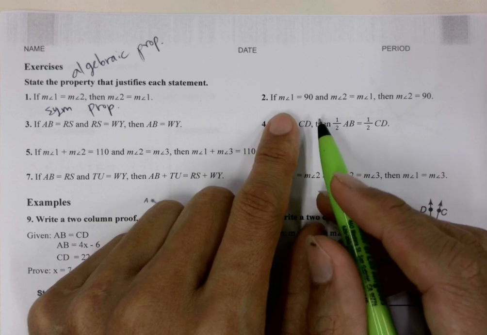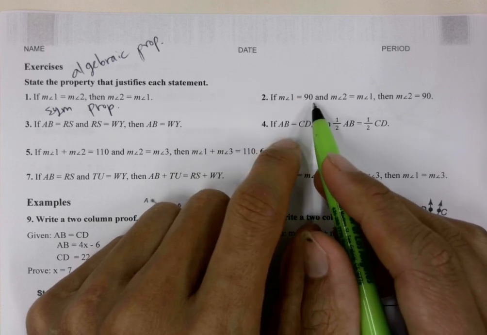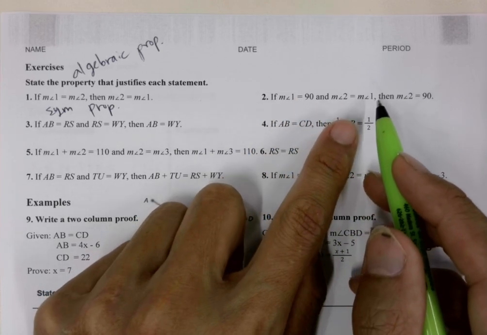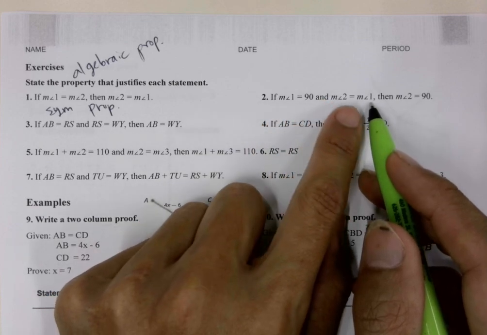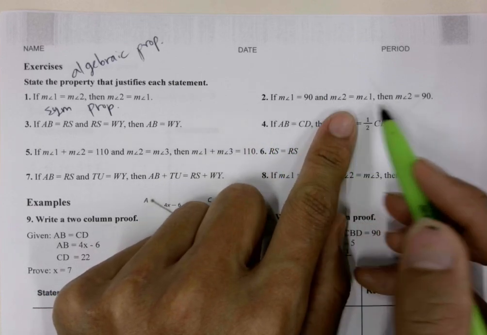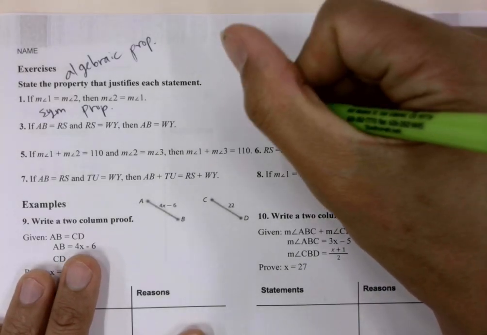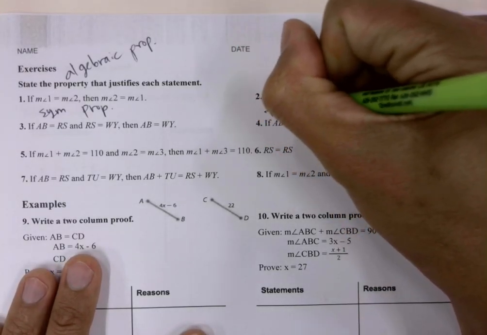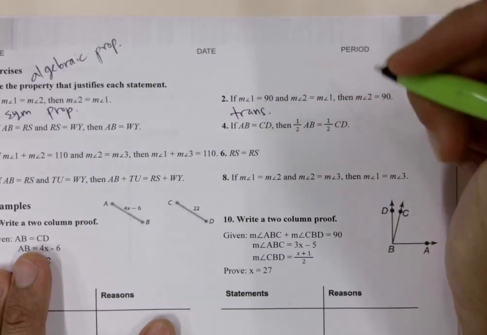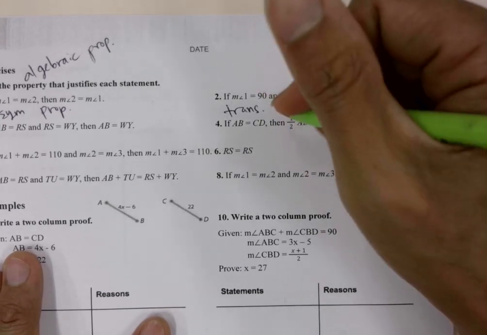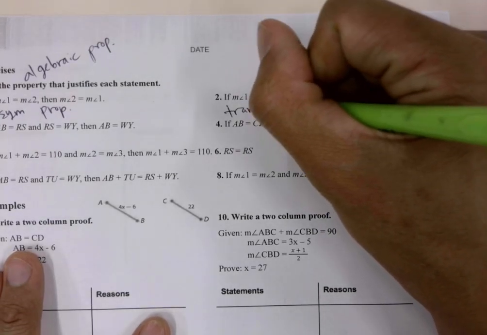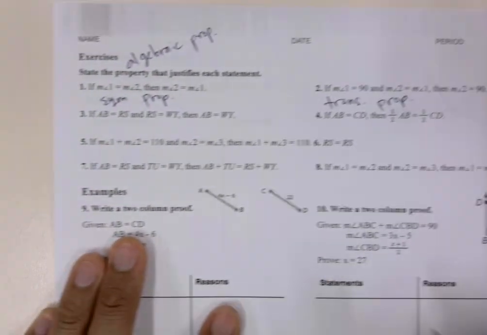But it's also transitive because this is equal to that, and angle 2 is equal to the measure of angle 1. Then that means angle 2 is equal to what the measure of angle 1 is equal to. It's equal to 90, right? So I'm going to go ahead and put trans. The transitive property is also very closely related to the substitution property, so I'm just going to leave transitive property as our reason.